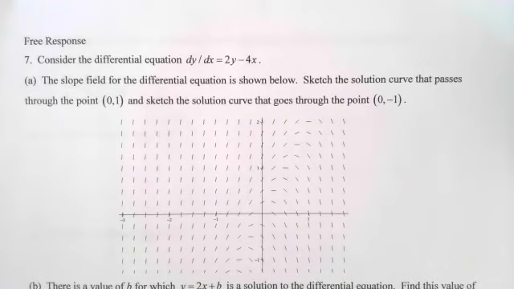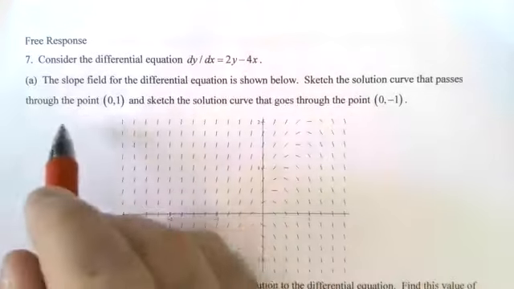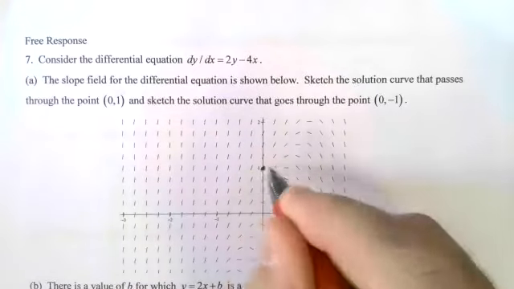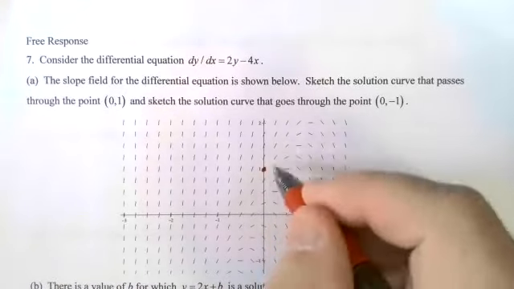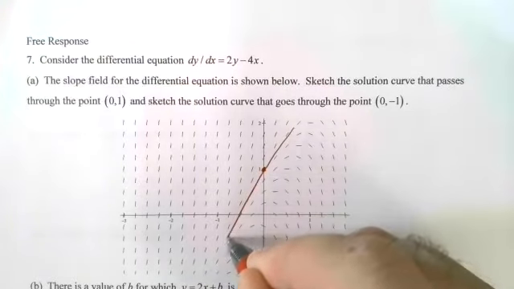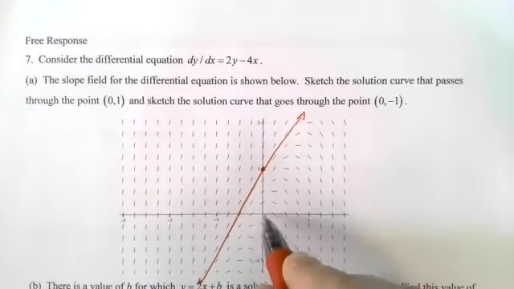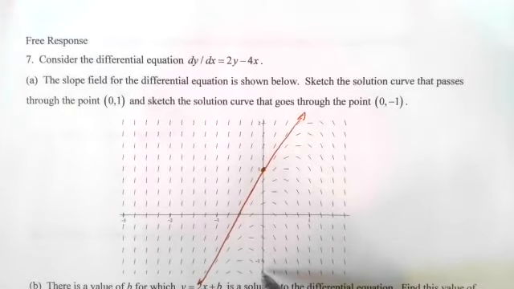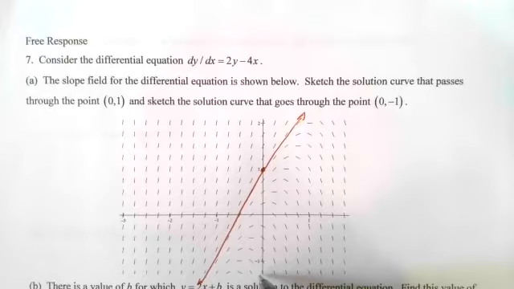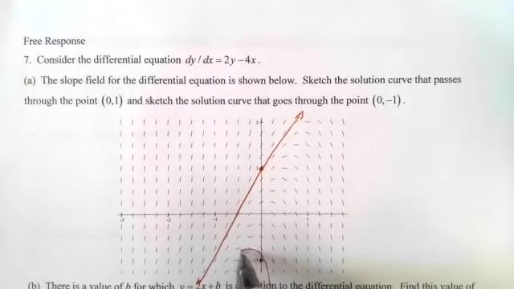Wow, looks like I made a mistake on my original answer key. That's amazing. It passes through the point (0, 1). All right. It does some weirdness. Looks like it's right on a diagonal here. Something like that. And (0, -1).